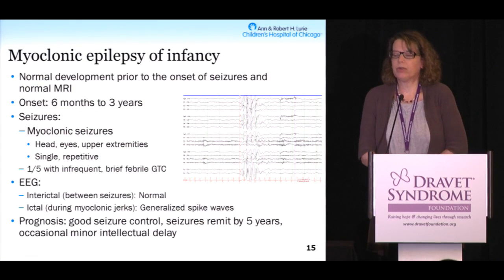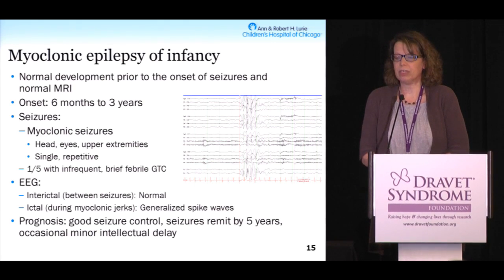Next is a few of the other epilepsy syndromes. The first is myoclonic epilepsy of infancy. This used to be called benign myoclonic epilepsy of infancy, or BMEI, as opposed to the severe myoclonic epilepsy of infancy, or SMEI, which was what we used to call Dravet syndrome.